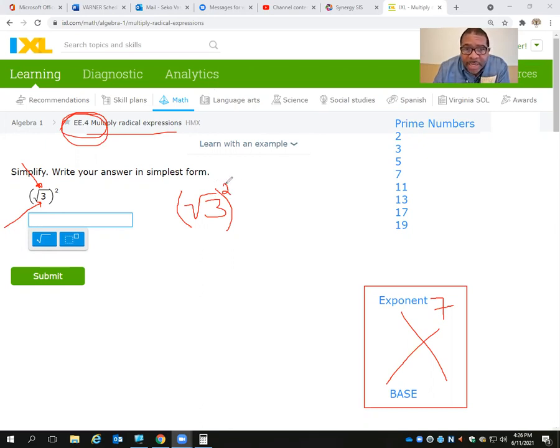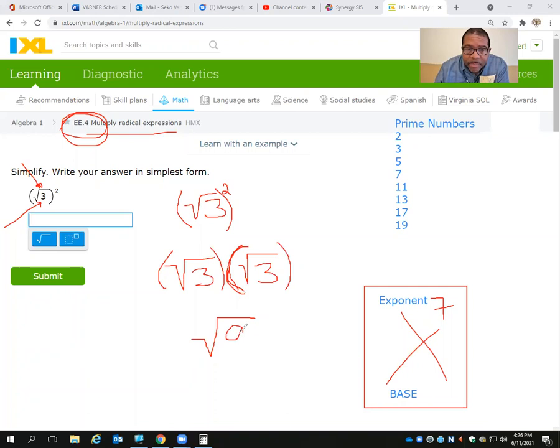Now, this square sign means to multiply it by itself. So that's really like saying multiply the square root of 3 by the square root of 3. Now notice that 3 is a prime number, but we have to multiply them by themselves. Whenever you see the parentheses or the dot, it pretty much means the same thing. We're multiplying by itself. So 3 times 3 would be 9.